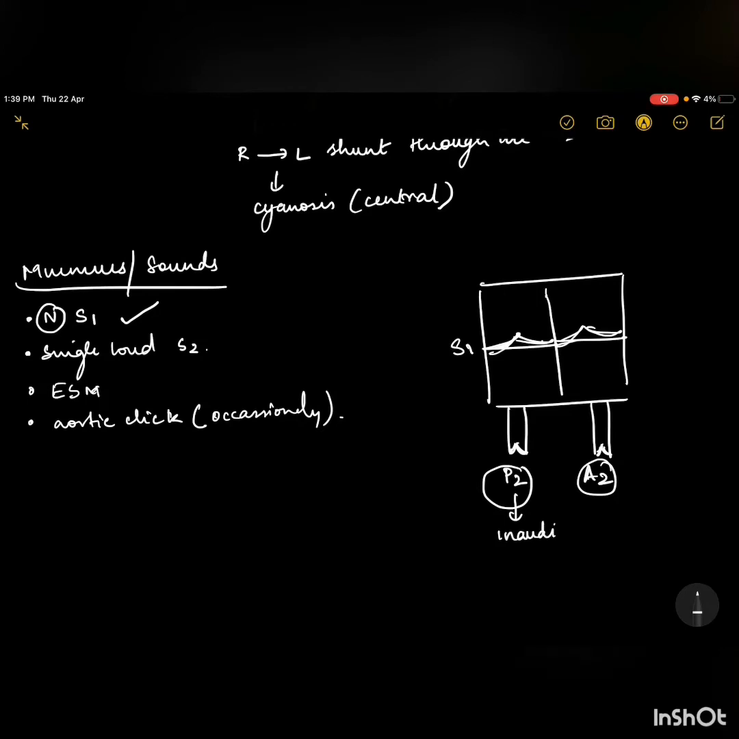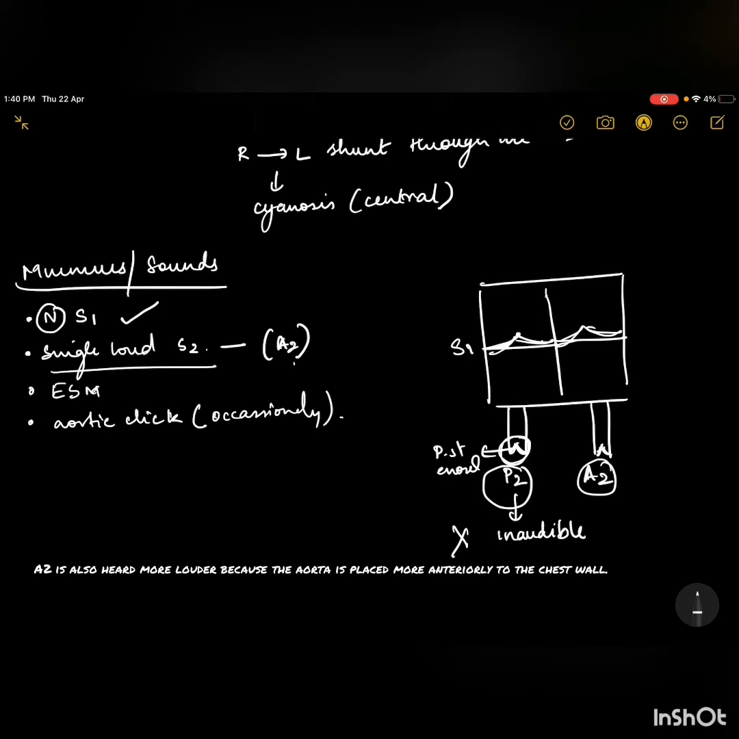This is because obviously the pulmonary valve, the valves of the pulmonary vessel is stenosed, so this P2 is almost inaudible and we can hear only A2. So the single loud S2 is only because of A2, that is closing of the valves of the systemic aorta, and so we hear only a single loud S2. The valves of the pulmonary artery is stenosed, so it doesn't make noise when it closes. So it's single loud S2.